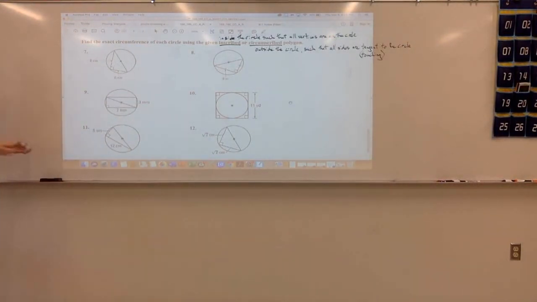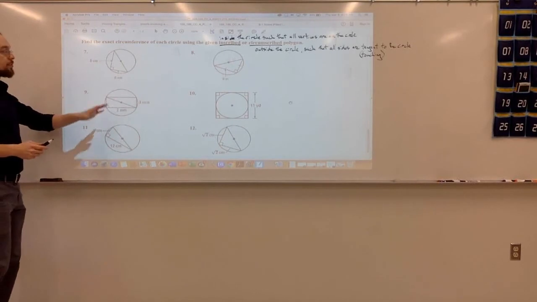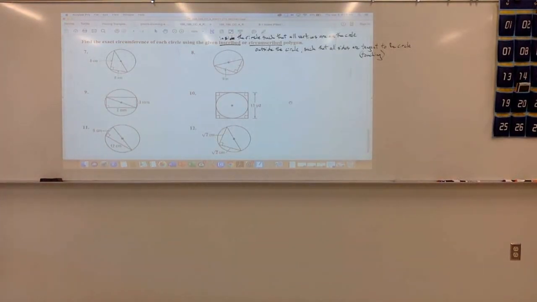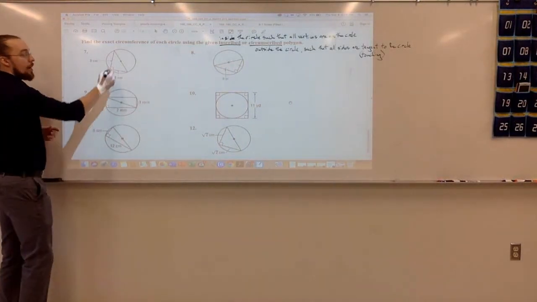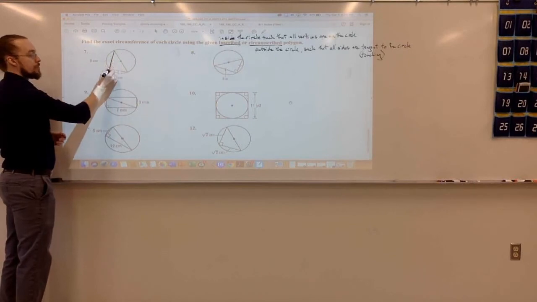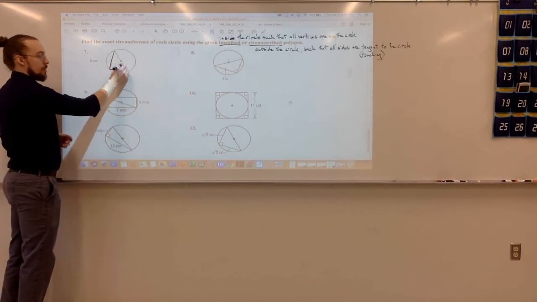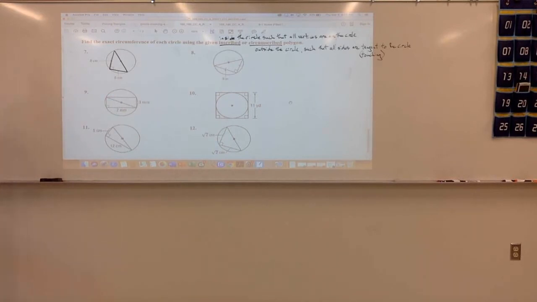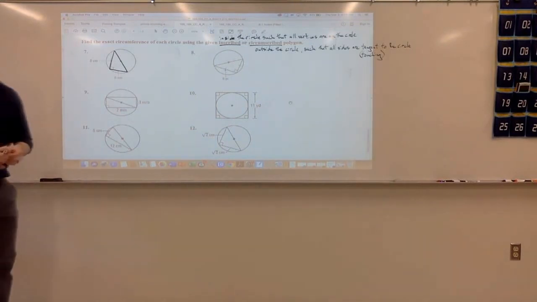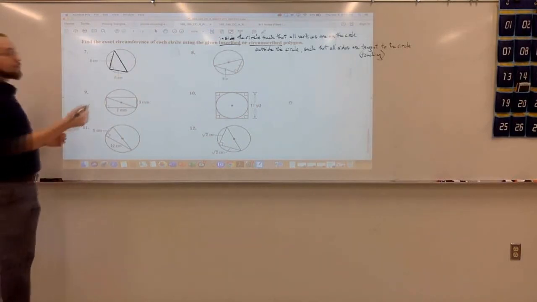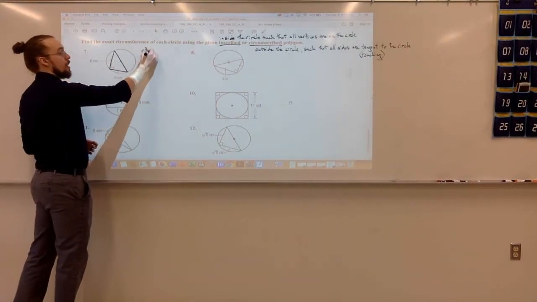If our ultimate goal for all of these is to find the circumference of the circle, I need to know either the diameter or the radius. So if I look at this first triangle, I know the two legs. We have to find the hypotenuse. If I know two legs, the easiest way to find the third side is the Pythagorean theorem. What's that? Yeah, a squared plus b squared equals c squared.